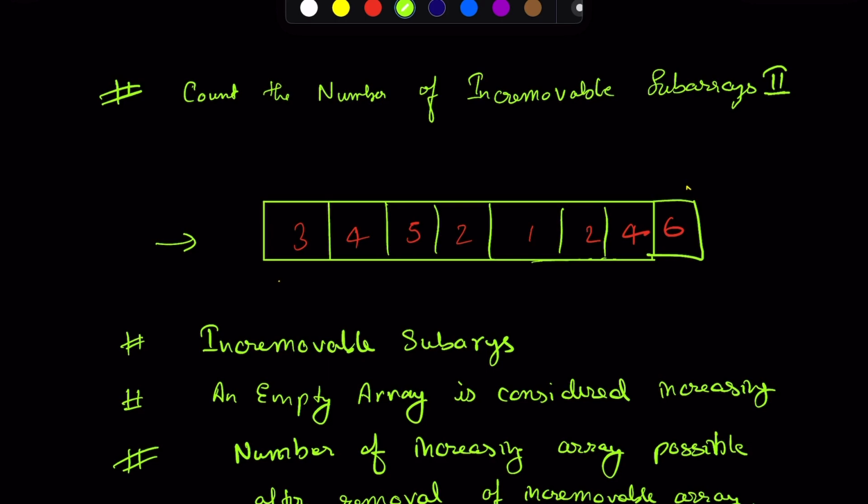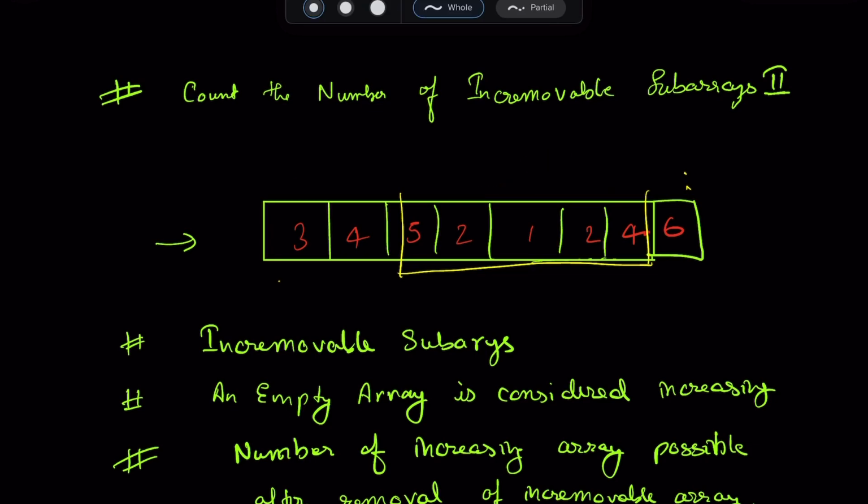So we are asked to find the number of incremovable subarrays. So how do you define incremovable subarrays? That is when you remove a subarray, let's say when we remove this subarray, and after removal of this, if we get an increasing, which is strictly increasing array, then we can say that this is one of the possible incremovable subarrays. So we have to count how many subarrays of this kind can be possible.